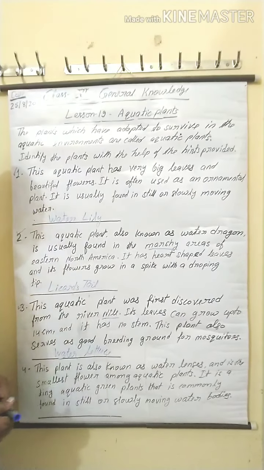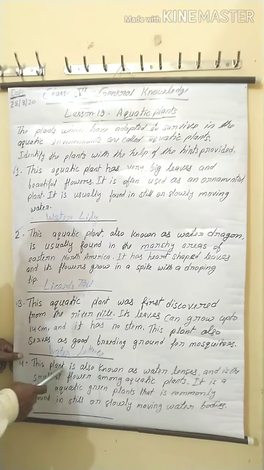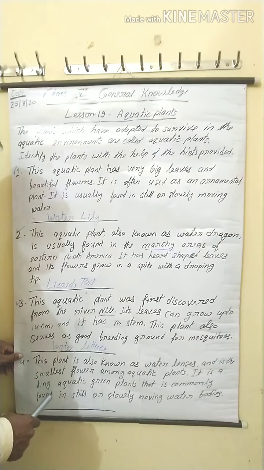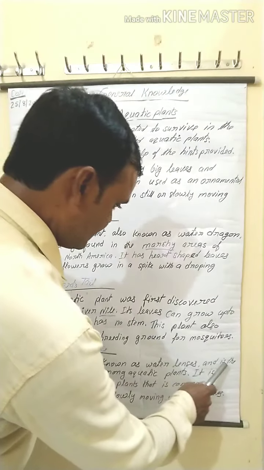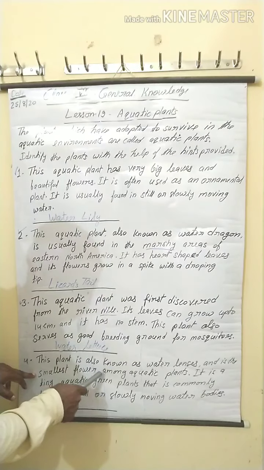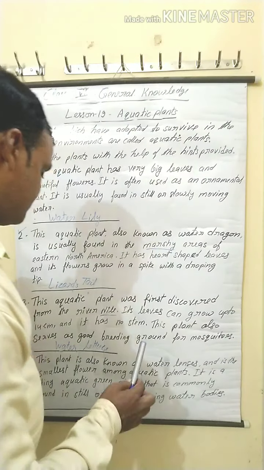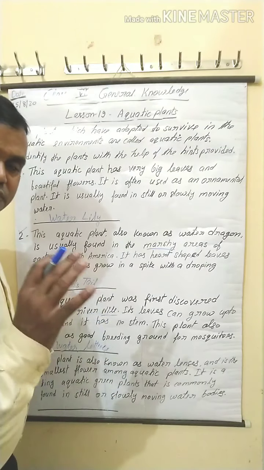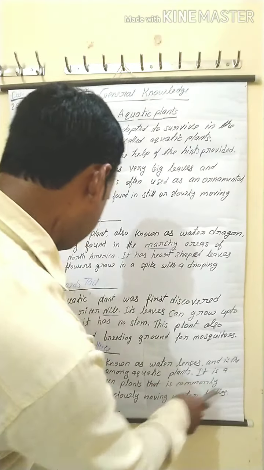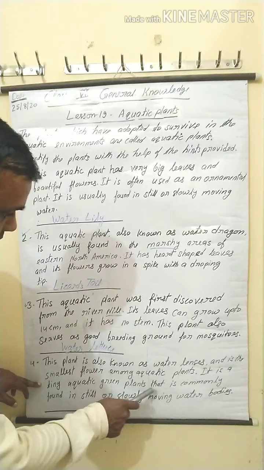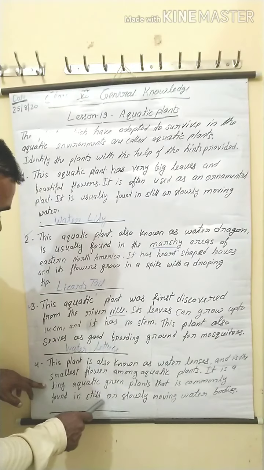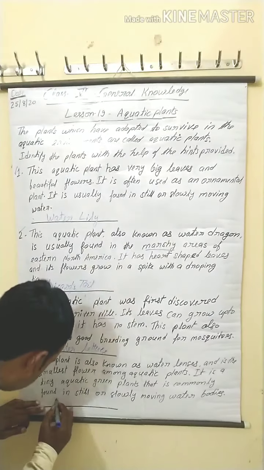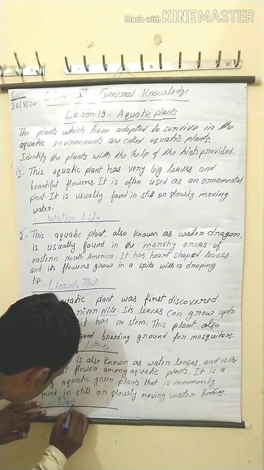Okay, now fourth number: this plant is also known as water lenses and has the smallest flower among aquatic plants. It is a tiny aquatic green plant that is commonly found in still or slowly moving water bodies, and the answer is duckweed.